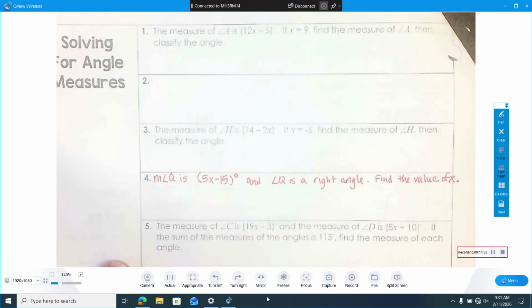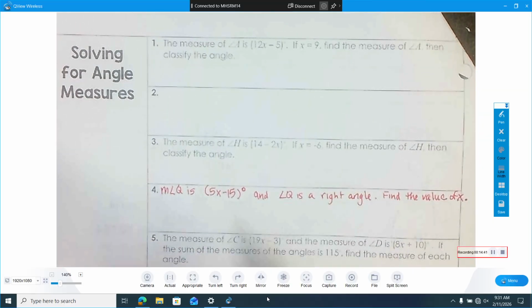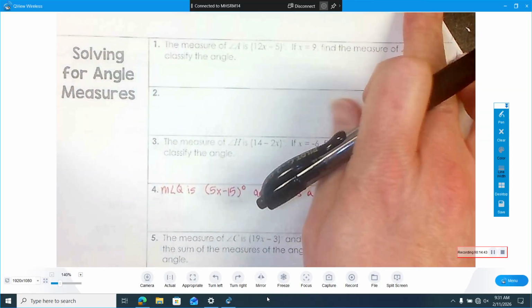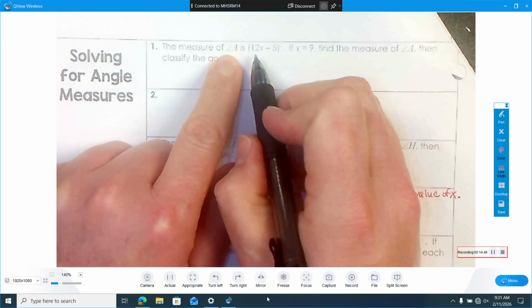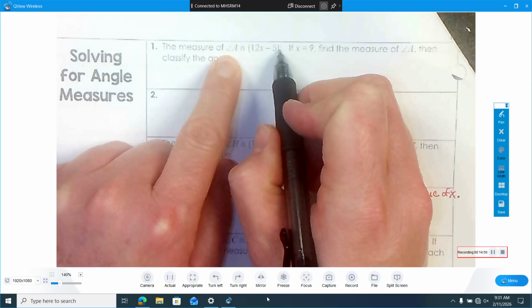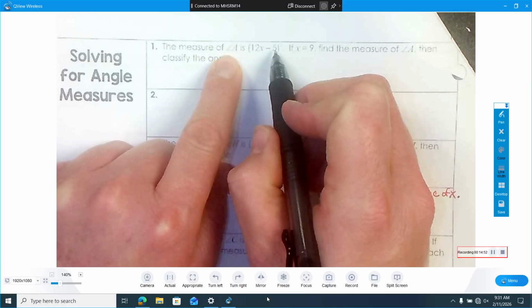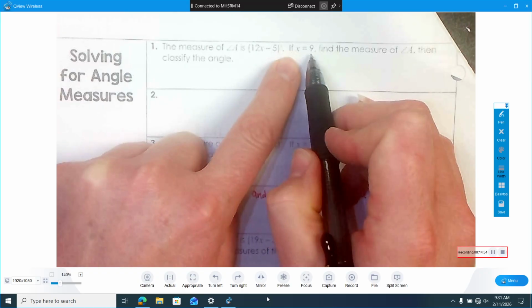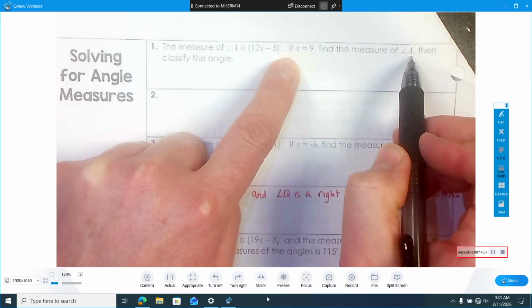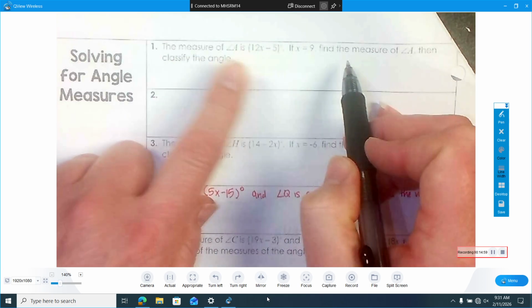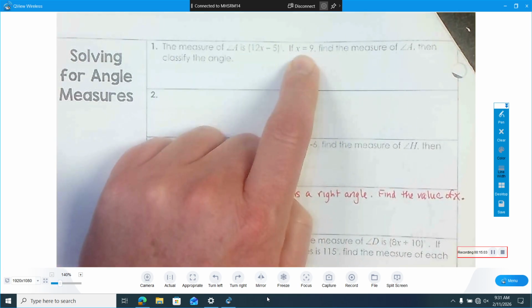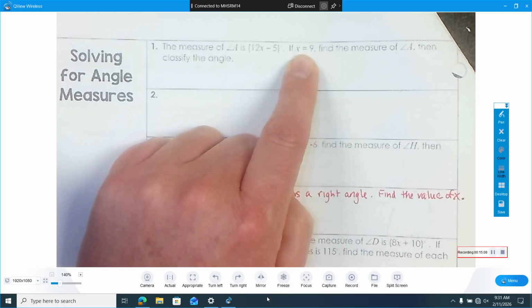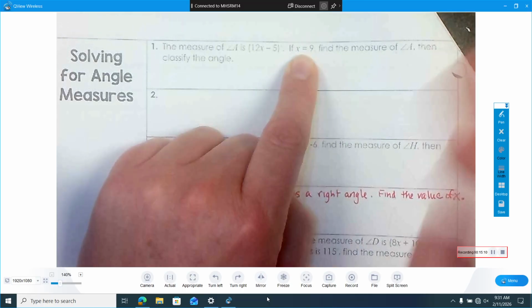So we have some different kinds of problems now, figuring out angle measures. So number 1 says, the measure of angle A is 12x minus 5 degrees. If x equals 9, find the measure of angle A and then classify the angle. So they gave me x equals 9. What do you suppose I should do with x equals 9? Plug it in, yeah.